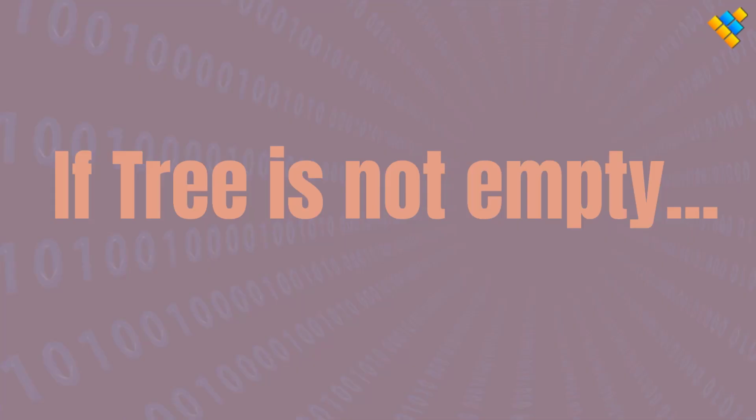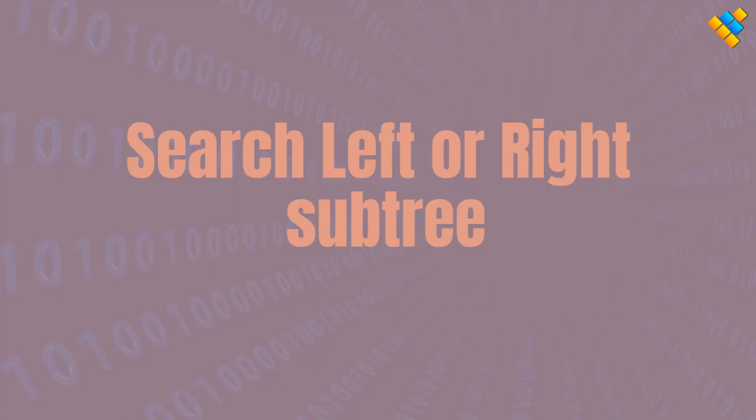Well, if the tree is empty, then the target is not in the tree. End search. If the tree is not empty, the target is in the tree, and if the target is not in the root item, you check if the target is smaller than the root's value. If the target is smaller than the root's value, you search the left subtree, else you search the right subtree in that order.